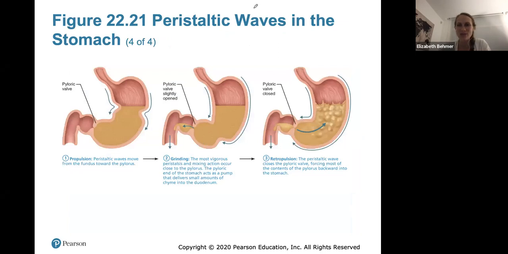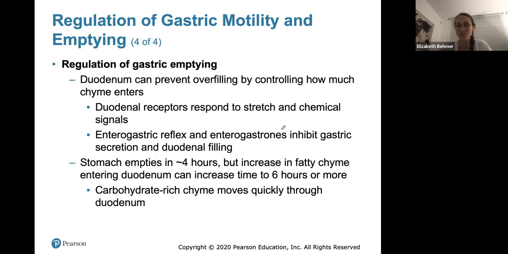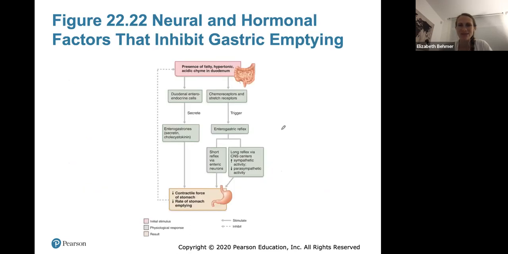Here's a look at how the stomach kind of moves and waves and churns the food around. Again, it's a really intense process. It tries to ram the food up against the walls to break it down and eventually ram it into the duodenum, which is the first part of the small intestine. Here is how often your stomach empties, about 4 hours, but if you have extra fat in there, it might take 6 hours. And then this is a look at other factors that increase or inhibit gastric emptying, which I won't ask you guys.